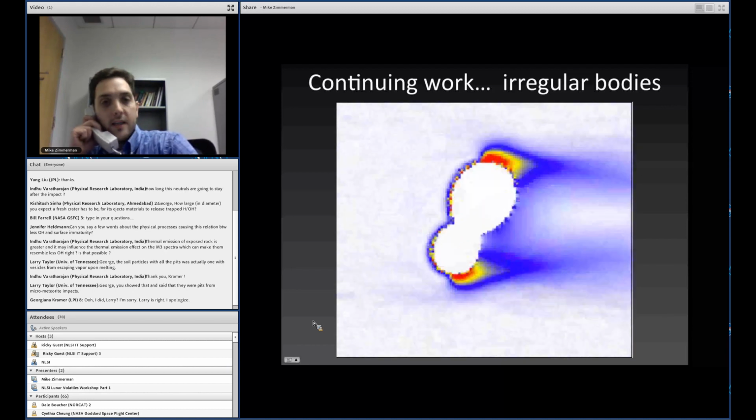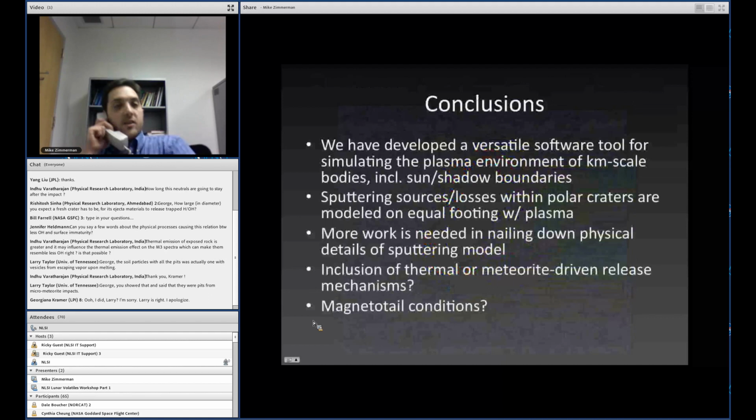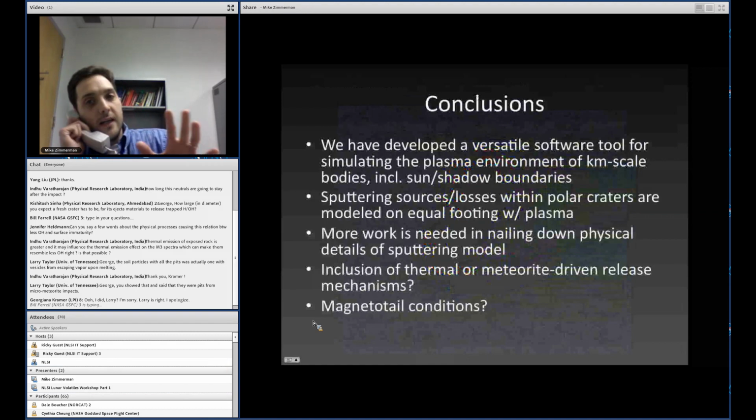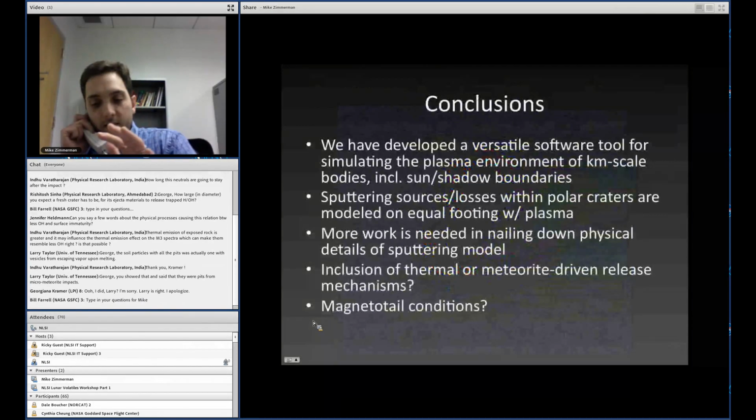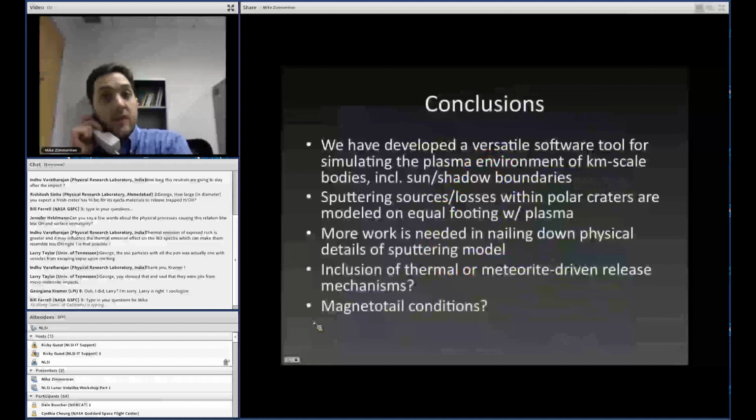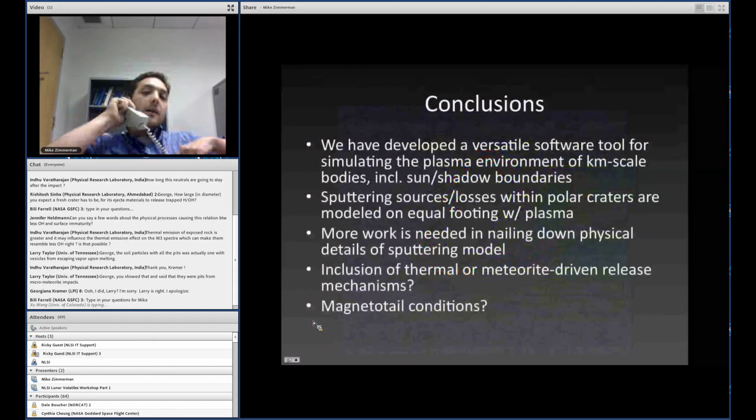Oops. See if I can get out of this. Okay, so I'm actually already at the end. But what I hope I showed today is that we have developed this versatile software tool for simulating the plasma environment at kilometer scale airless topography, including polar permanently shadowed craters at the moon and asteroids that are small to medium size, sub-kilometer scale. And this also includes sun shadow boundaries. There's a lot of interesting plasma physics there.